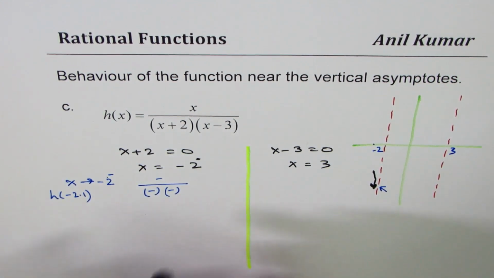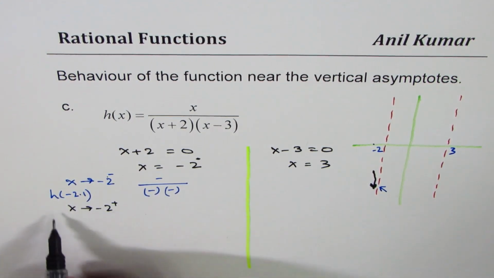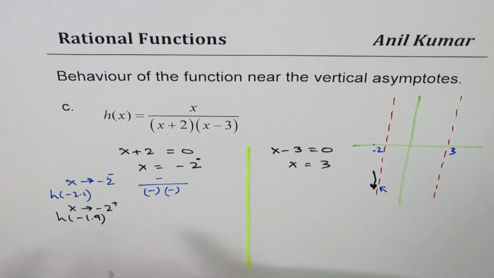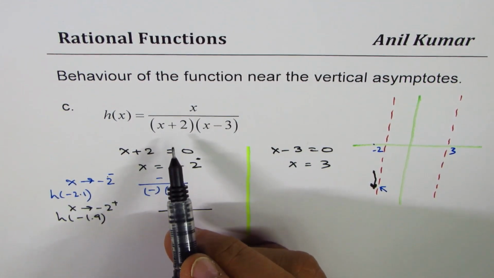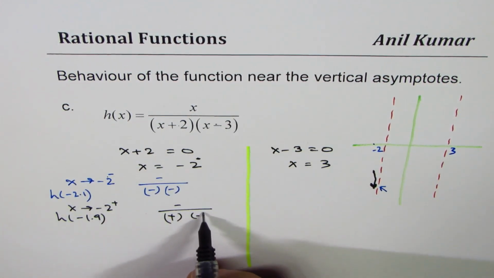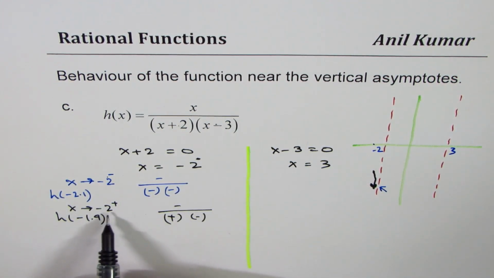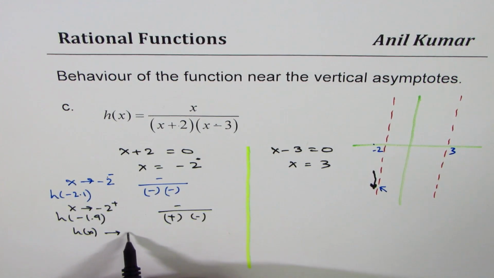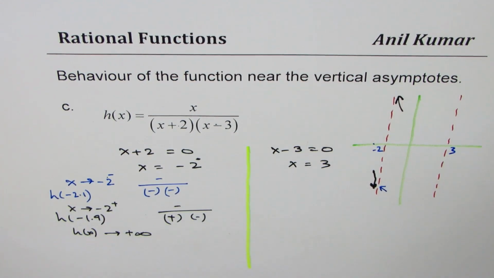Now what happens when we are approaching from the right side? Let's take a value like minus 1.9, for example. In that case, the numerator is negative. As far as the denominator is concerned, the first term will be positive and this term will be negative. That gives us positive infinity, right? So when x approaches from the right side, h of x approaches negative, negative cancels, plus infinity. Is it okay? So that is the behavior.